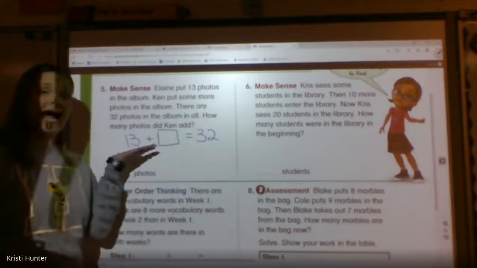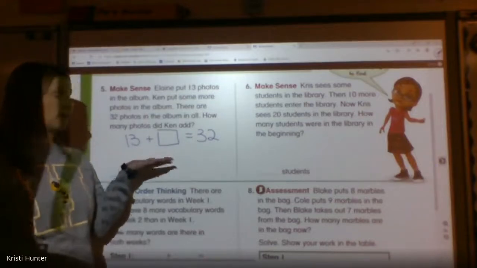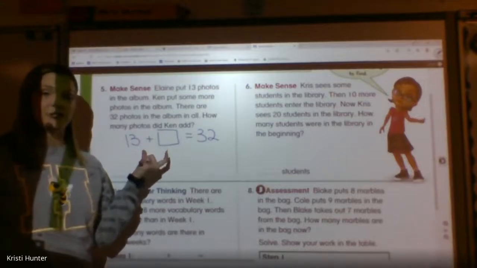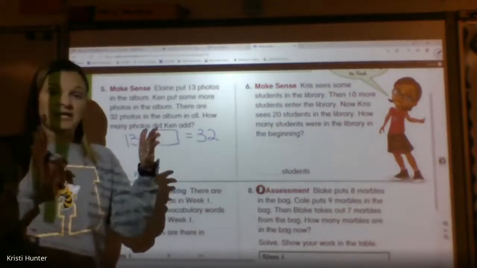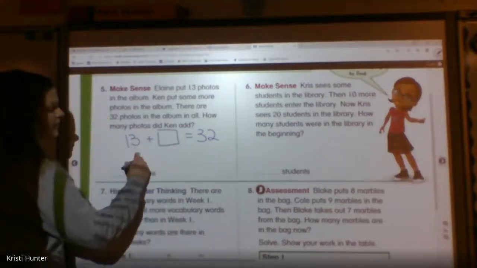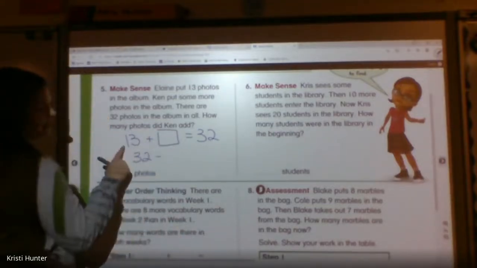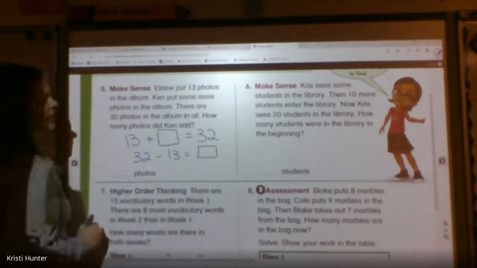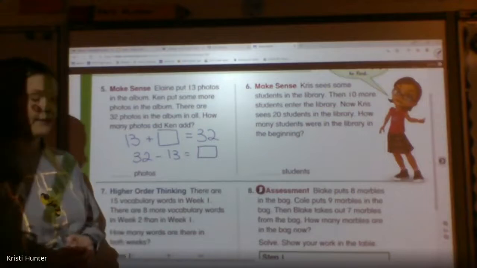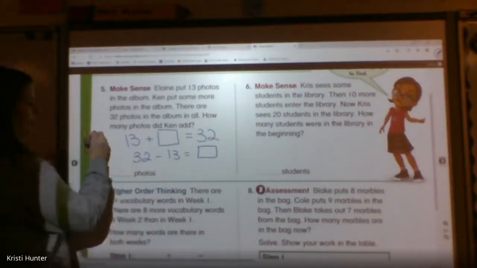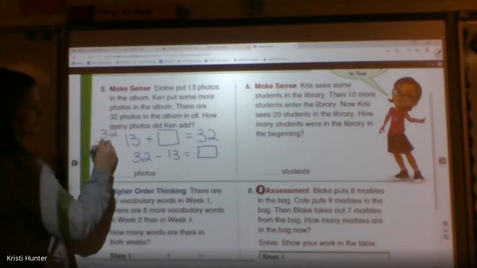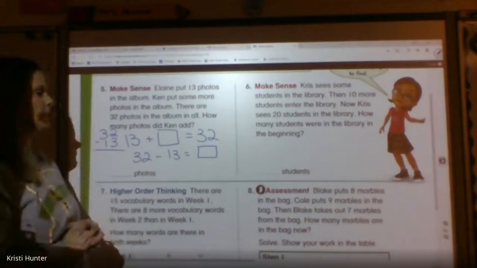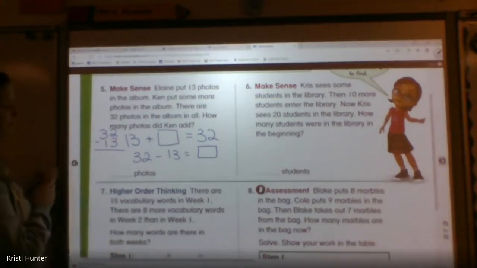So remember, I can't work this as an addition problem because I don't have my 2 add-ins. So I'm going to have to change it into a subtraction problem. Big number starts our subtraction. So we have 32. We're going to take away this add-in of 13. We're going to find our mystery number of how many Ken put in there. So I'm going to work out this problem over here. 32 minus 13. Again, you may choose any strategy that you want. I'm just stacking them on top of each other.